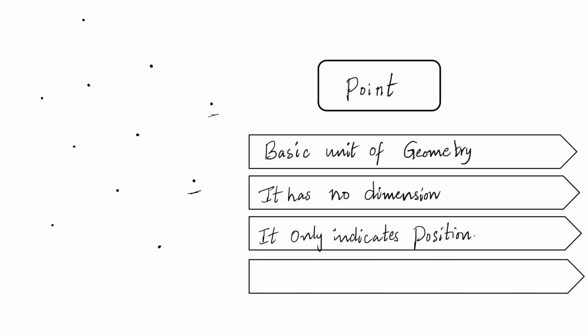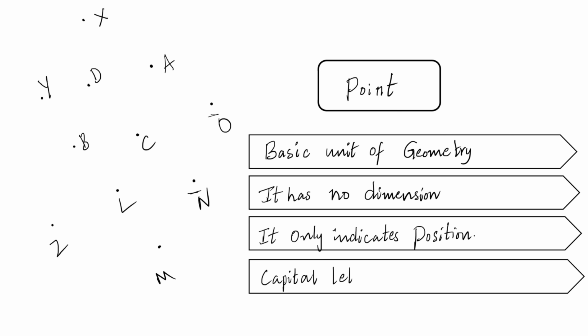Now, how do you denote it? We denote points with capital letters A, B, C, D. You can use X, Y, Z, L, M, N, O. Any letter, but it should be a capital letter. Now, can you give me real life examples for a point? I have already given you two examples, like rangoli and die. Now, can you give me two examples?